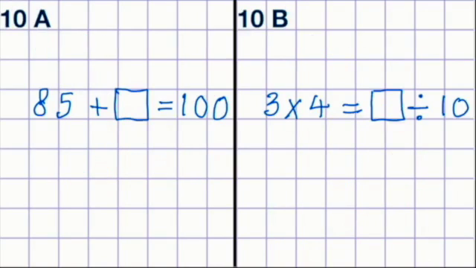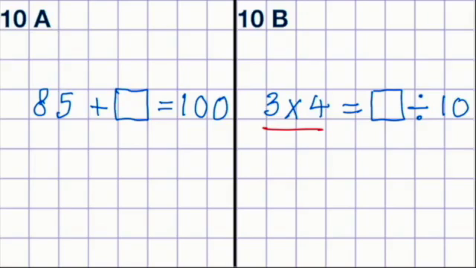Finally, you have some missing numbers. You have 85, add a missing number equals 100. And then you have 3 times 4 equals something divided by 10. Press pause, and when you think you're done, unpause.